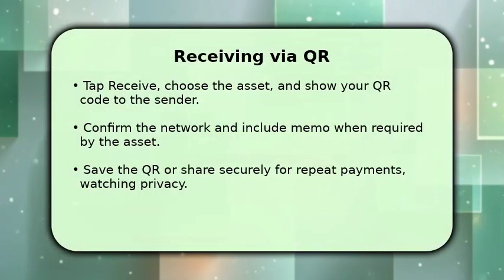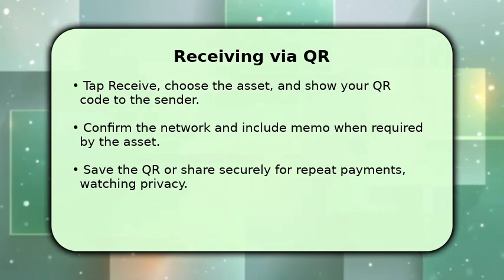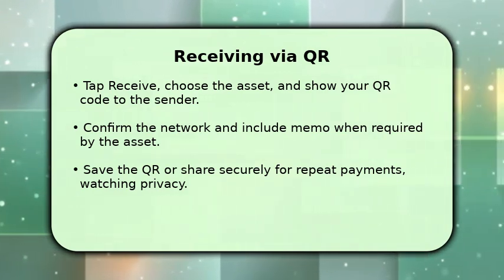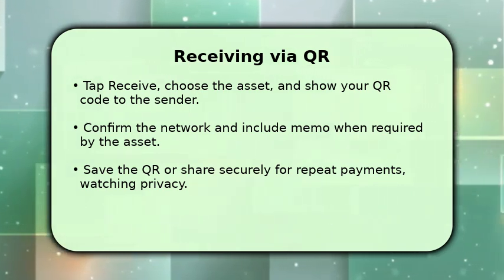To receive crypto, tap Receive and display your Binance QR code for the sender to scan. Make sure the shown network and token match what the sender plans to use, and include any required memo.